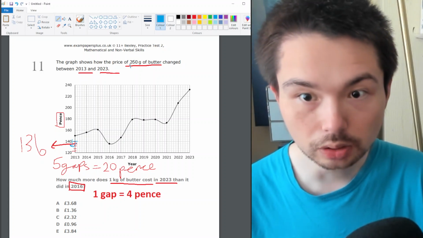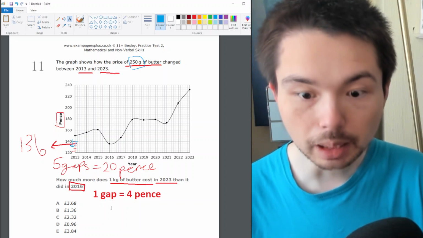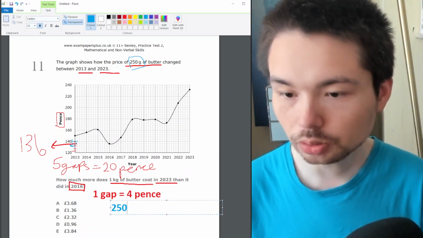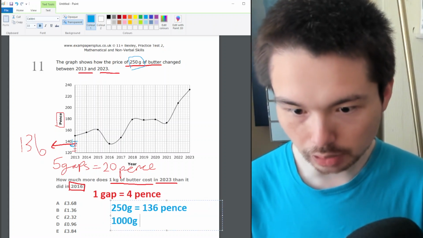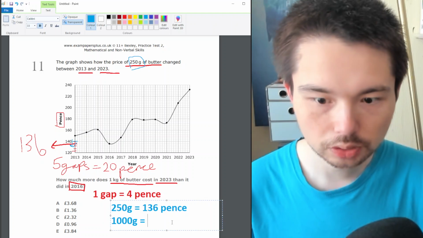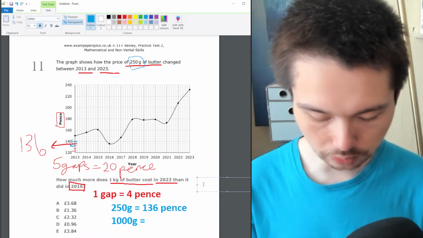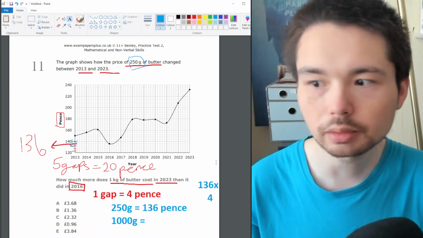But they're being tricky. Look, that's 250 grams. We're caring about 1 kilogram. So 250 is 136 pence. 1,000 grams. Well, how we go from 250 to 1,000, we times by 4. So just do that on the side. 136 times 4. You can have a go now. Pause the video now to have a go.